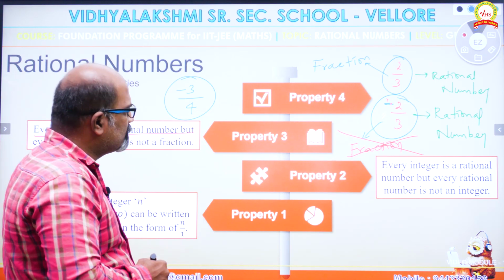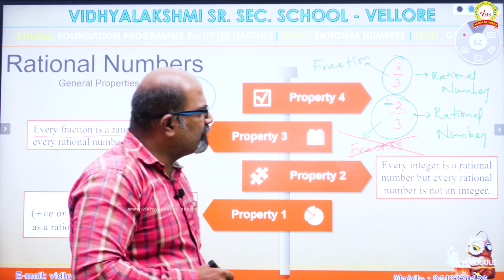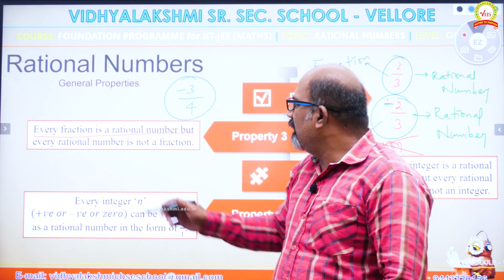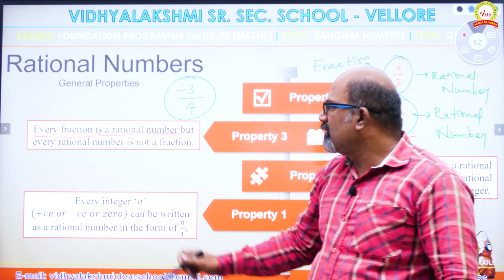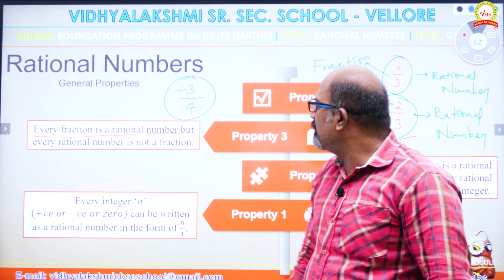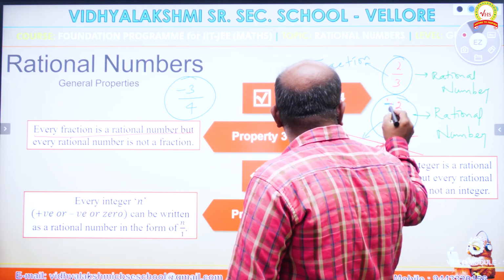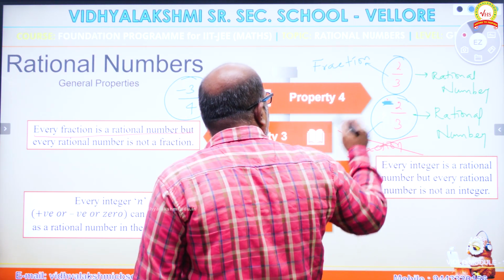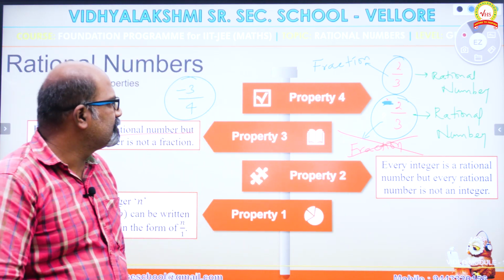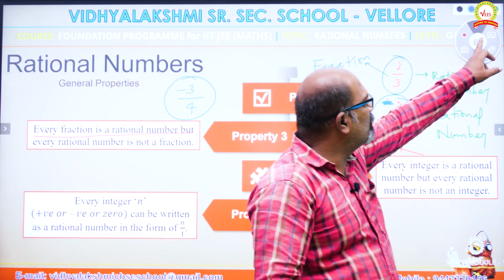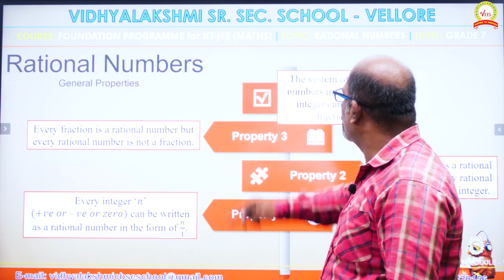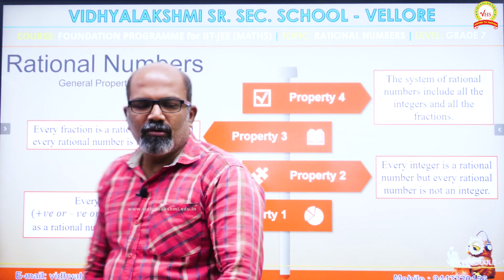Right. So that is what the third property tells us. Every fraction is a rational number, but every rational number is not a fraction. You can see there is one example I have shown here. This -2/3, because of that minus sign, is just called a rational number and it is not a fraction. Clear?